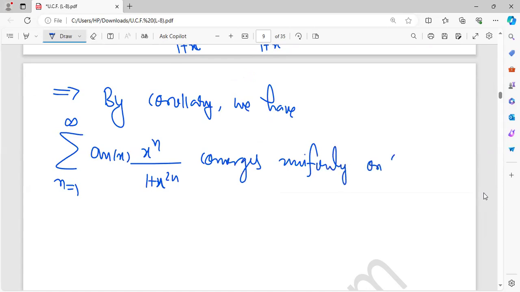Okay, so we have done two examples. In today's lecture, we have seen a consequence of Abel's test, which we say is a corollary of Abel's test, and we have proved it. And we have done two examples on it.